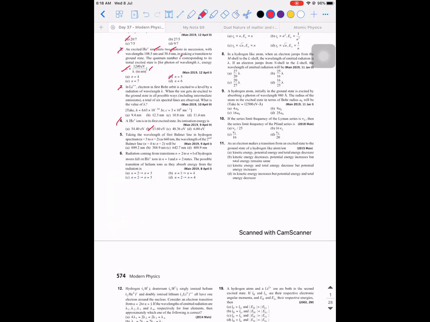Taking the wavelength of first Balmer line in hydrogen spectrum, n is equal to 3 to n is equal to 2, 6560. The wavelength of second Balmer line, n is equal to 4 to n is equal to 2, will be.